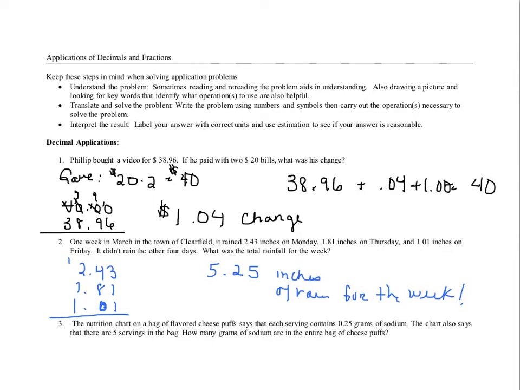Okay, number 3. The nutrition chart on a bag of flavored cheese puffs says each serving contains 0.25 grams of sodium. The chart also says there are 5 servings in the bag. How many grams of sodium are there in the entire bag? I could add 0.25 five times, or I could just multiply 5 servings times 0.25 grams of sodium. When I do that, I will get 1.25 grams of sodium.